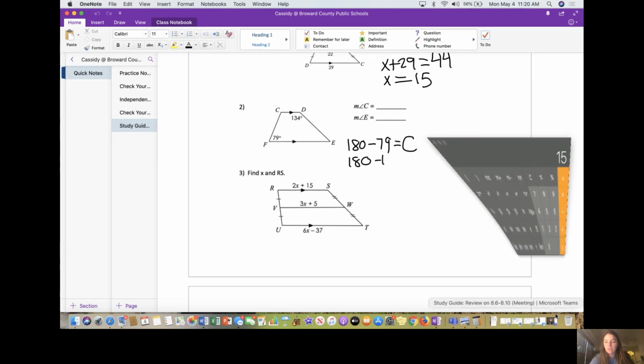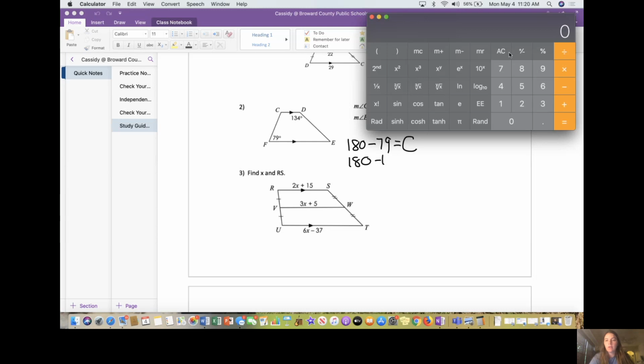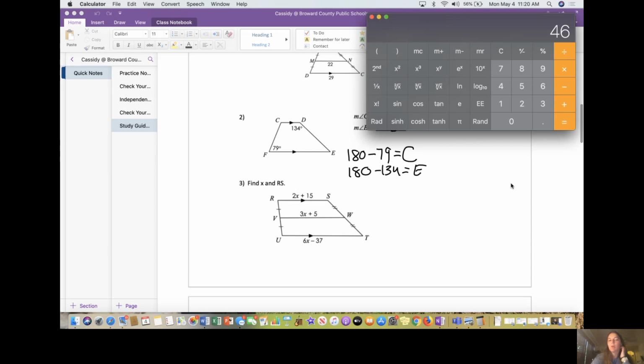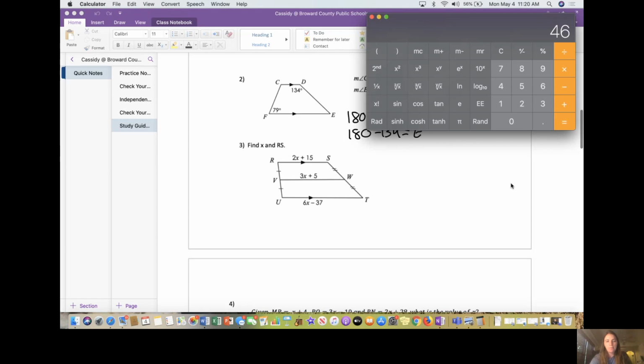All right, and let's just use our calculator just to make it easier. Clear it out. 180 minus 79 equals 101. So angle C is 101 degrees. Okay. And to find angle E, 180 minus 134 equals 46 degrees. Okay, easy, right? All right, moving on.